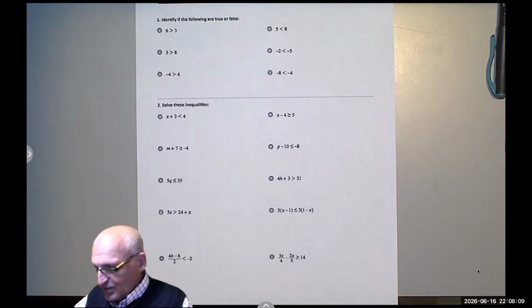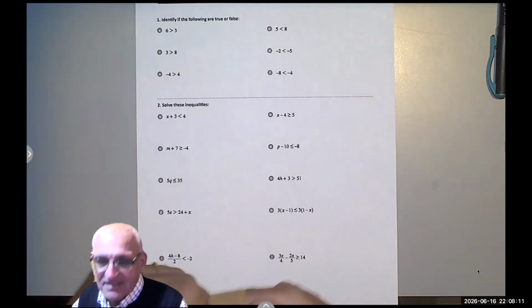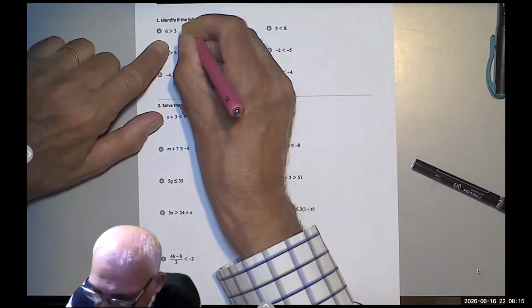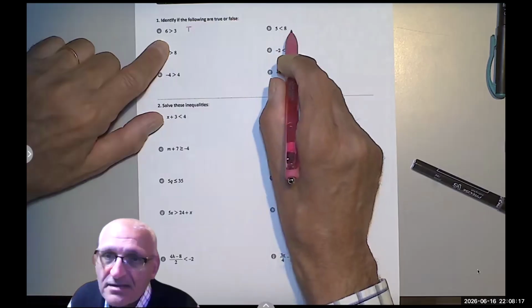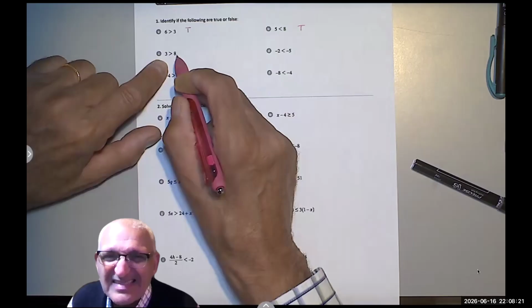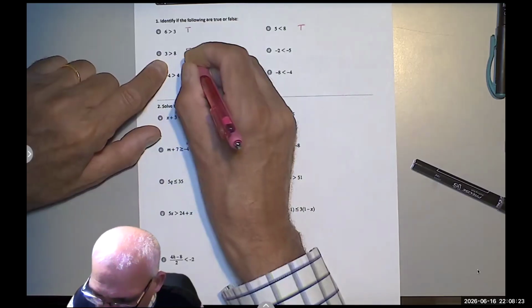So in the first question in part A, say true or false. 6 is greater than 3. Yeah, true. So we write a T. 5 is less than 8. Absolutely true. 3 is greater than 8. False.